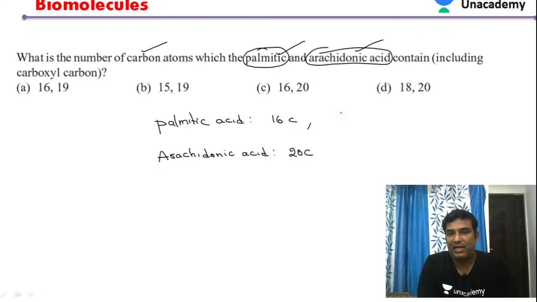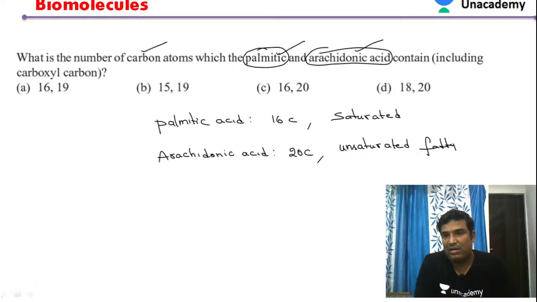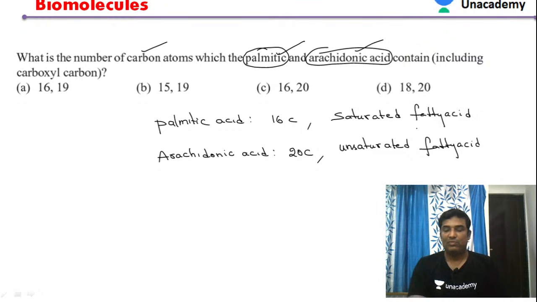Palmitic acid is a saturated fatty acid made up of a 16 carbon compound. Arachidonic acid is an unsaturated fatty acid. So palmitic acid is a 16 carbon compound, arachidonic acid is a 20 carbon compound. So that is about this question, students.